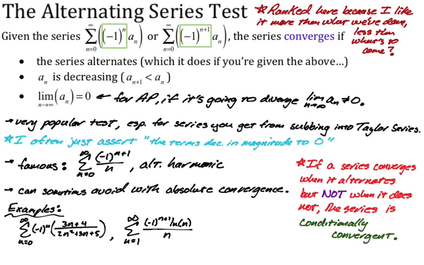Remember, if a series converges when it alternates, but not when it does not alternate, then the series is called conditionally convergent. That is a topic on the AP exam, but literally that's the question. Is this conditionally convergent, meaning it converges when it alternates, or is it absolutely convergent, meaning it converges when you take the absolute value? So it's a thing. All right.